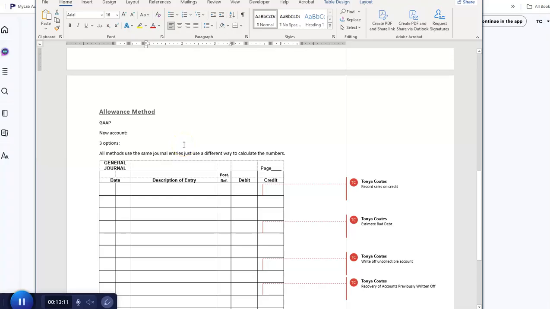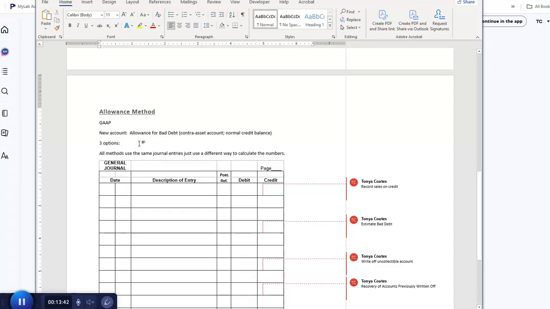Again, the allowance method is GAAP. That means we're following generally accepted accounting principles. We're using a new account called Allowance for Bad Debt. And this is a contra asset account. And it has a normal credit balance because it offsets our accounts receivable account on the balance sheet.